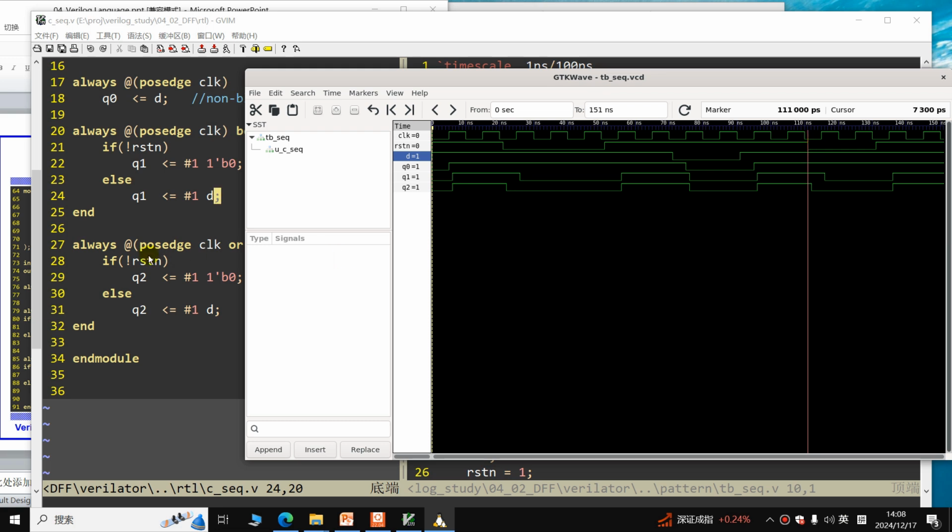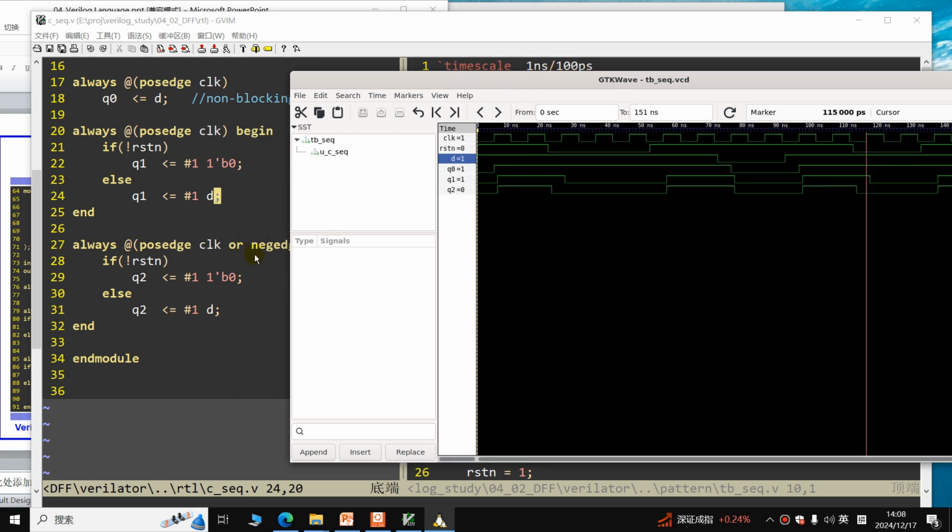So what is asynchronous? That is, the reset of Q has no relationship with the rising edge of the clock. It's just related to the falling edge of reset. So the Q output is asynchronous with the rising edge of the clock. But for synchronous reset, the reset always happens at the rising edge of the clock.